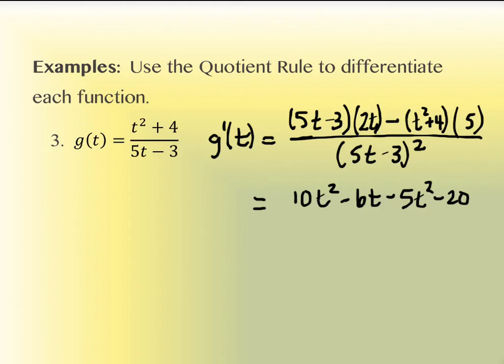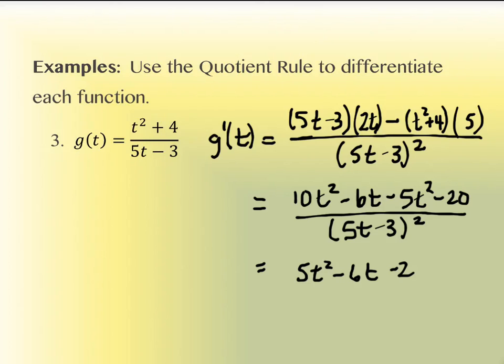Is that okay with everybody? It's just an easy thing to overlook. And then I have the 5t minus 3 squared in the denominator. All right, numerator simplifies one more time to what? 5t squared minus 6t minus 20. And it's over the denominator squared.